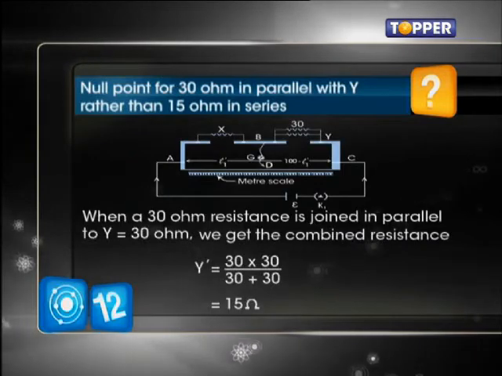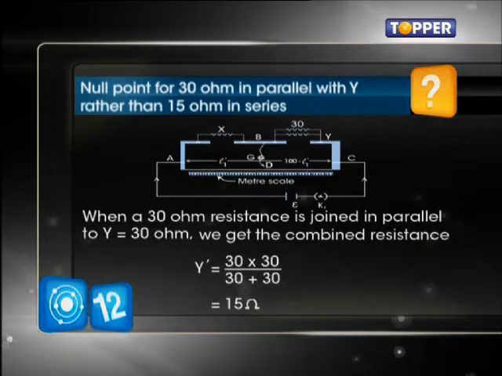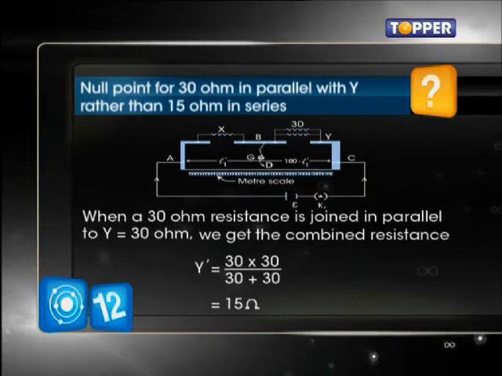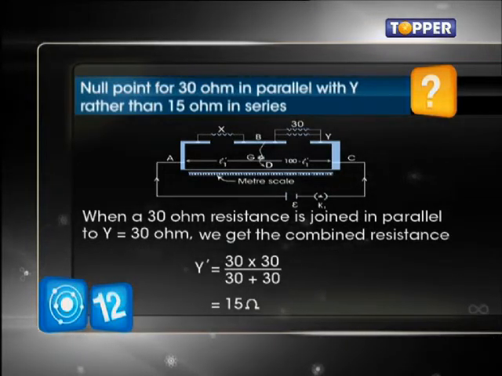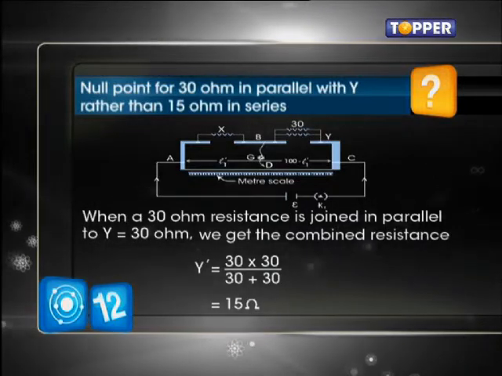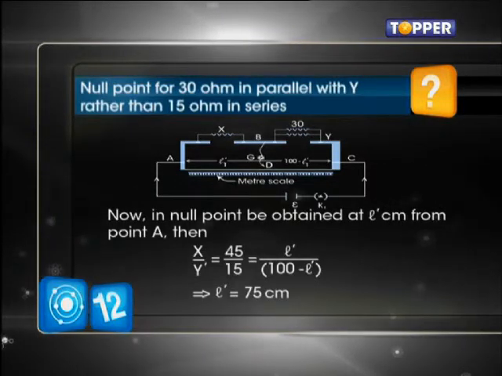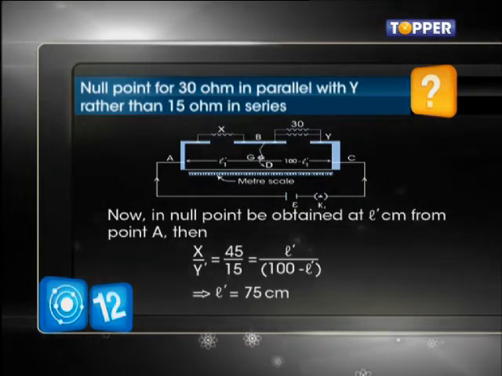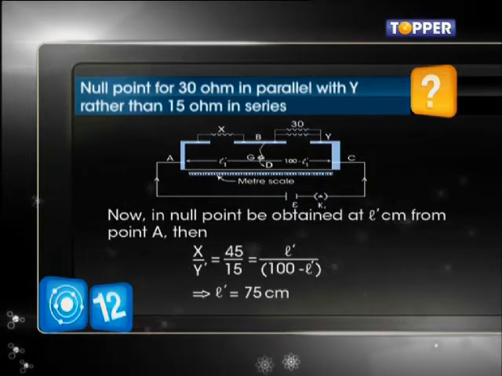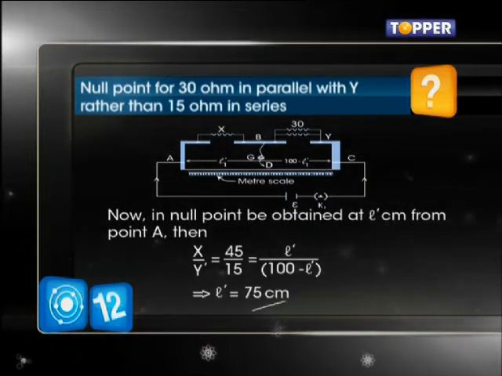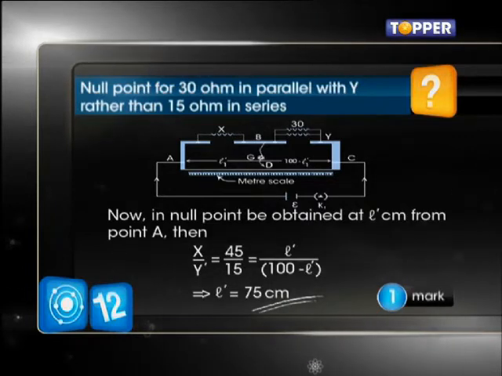When a 30 ohm resistance is joined in parallel to Y equal to 30 ohm, we get the combined resistance Y dash equal to 15 ohm. Now, if the null point is obtained at L dash centimeter from point A, then applying the meter bridge relation, we get the new null point L dash equal to 75 centimeter.